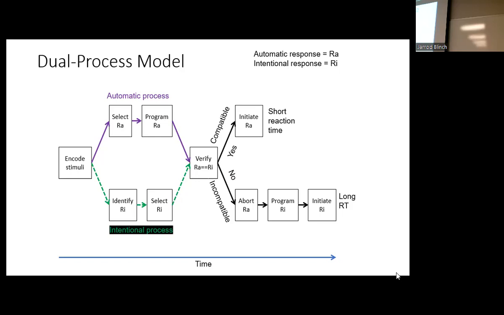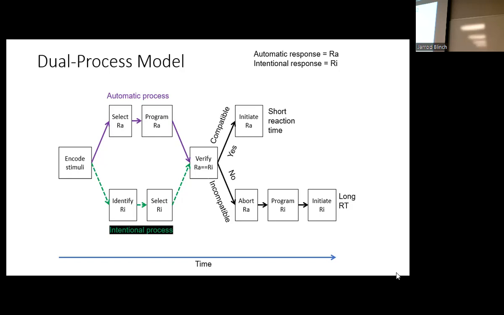So here's response selection for the automatic process. Here's response selection for the intentional process. They meet up, they say, hey, do we want to do the same thing? And if they do, then they can just go ahead and initiate the response. And we have relatively few boxes here, so we're going to have a shorter reaction time. And if they don't want to do the same thing, they say, oh, well, we've got some conflict that we need to resolve. It takes a few more steps, and that's going to increase reaction time. Let's look at this in terms of ipsilateral and contralateral mapping.